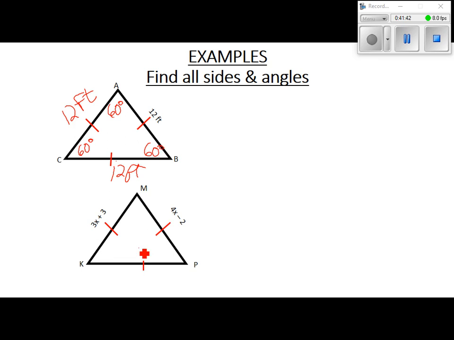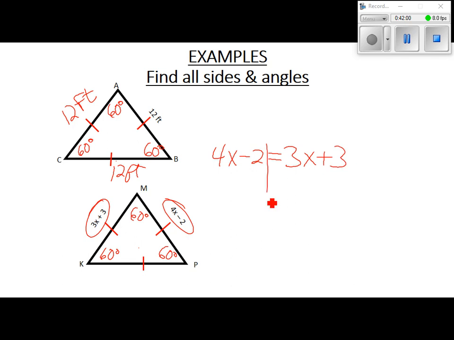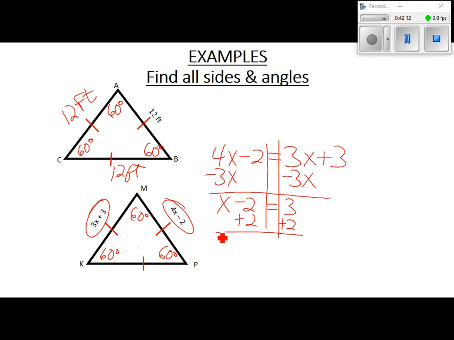This triangle's equilateral. We know all the angles are 60, so I'm just going to fill those in right now. If it's equilateral, then this side has to equal that side, so 4x minus 2 has to equal 3x plus 3. And we just solved that. Subtract 3x on both sides. We end up with x minus 2 equals 3. Add 2 to both sides. We know x equals 5.